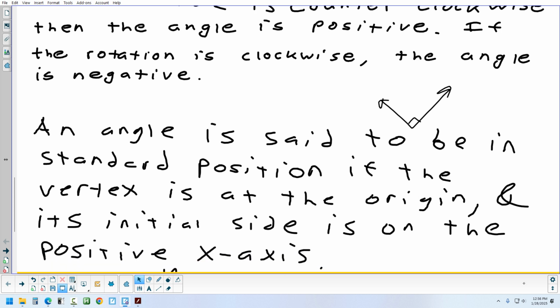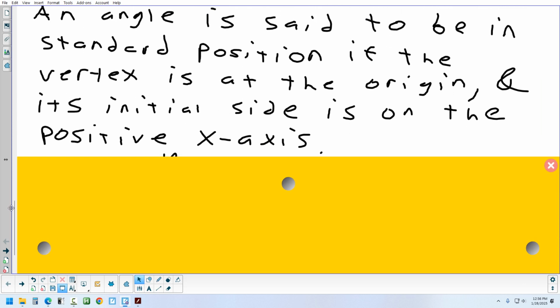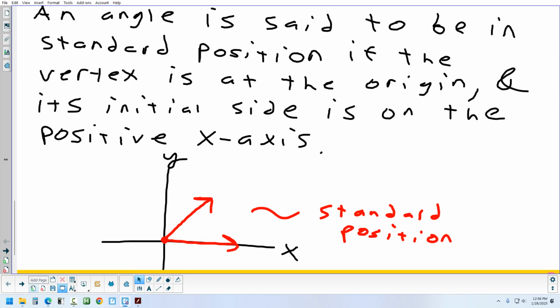Okay, so standard position, two things have to happen. Initial side is on the positive x-axis, means pointing to the right, and the vertex is at the origin. There's another example of an angle that's in standard position. Okay, what if I did this? Not standard position. What's wrong with it? It's not the origin. Hey, the initial side is okay. Good job. The initial side is on the x-axis, but the vertex isn't at the origin. How about if I did that?